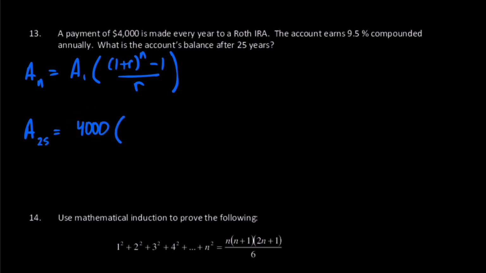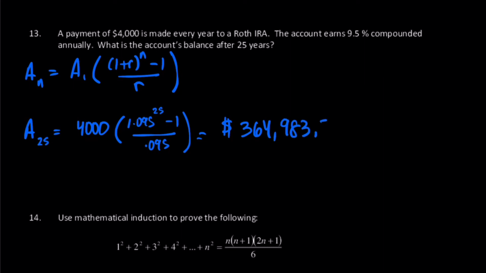Times, my interest rate is 9.5%. It's going to be 1.095 to the n, so to the 25th, minus 1, all over 0.095. All right, and I got, let's see, throw it in the calculator, $364,983.74 rounded to the nearest cent.